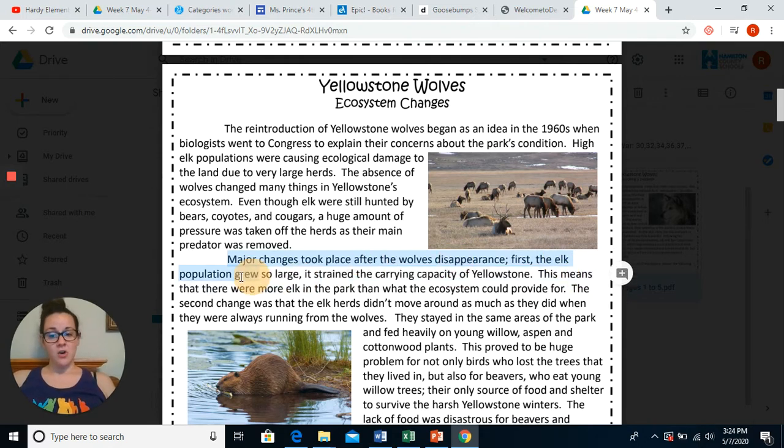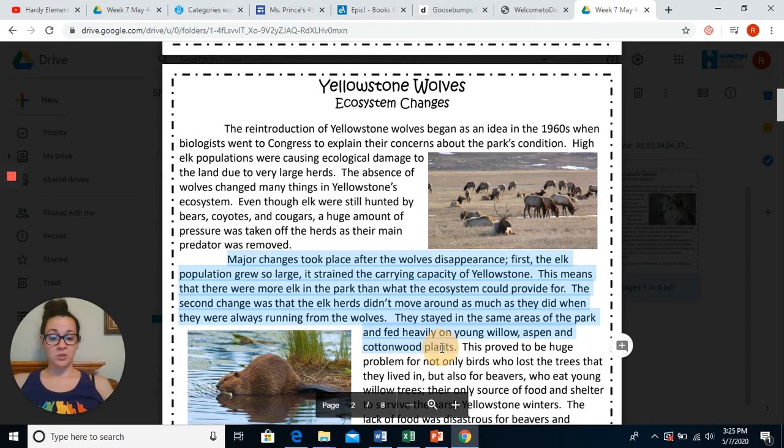First, the elk population grew so large it strained the carrying capacity of Yellowstone. This means that there were more elk in the park than what the ecosystem could provide for. The second change was that the elk herds didn't move around as much as they did when they were always running from the wolves. They stayed in the same areas of the park and fed heavily on young willow, aspen, and cottonwood plants.